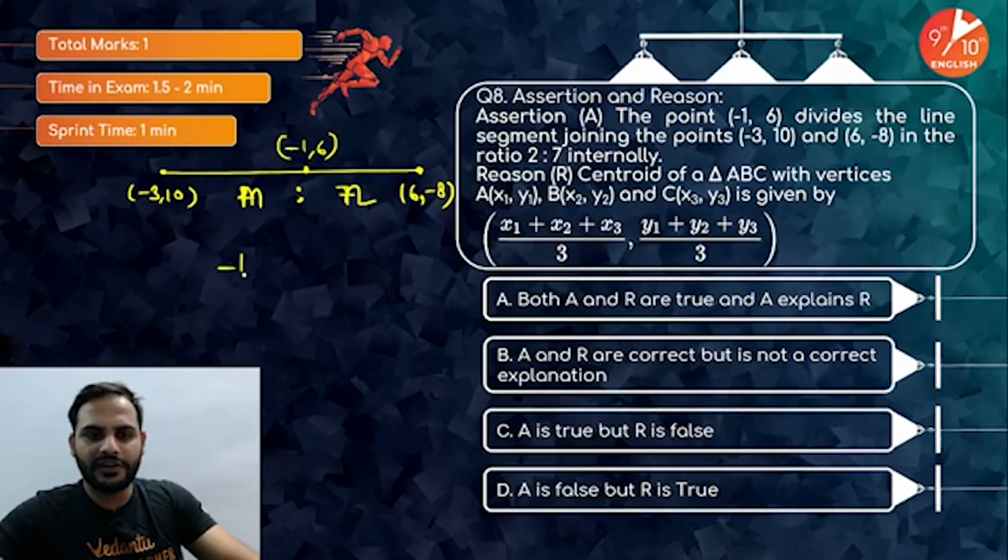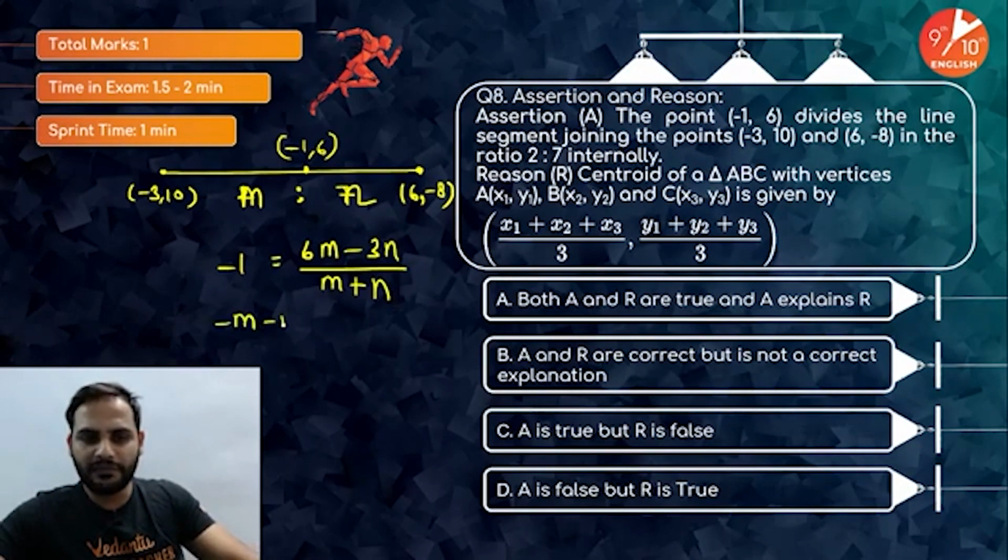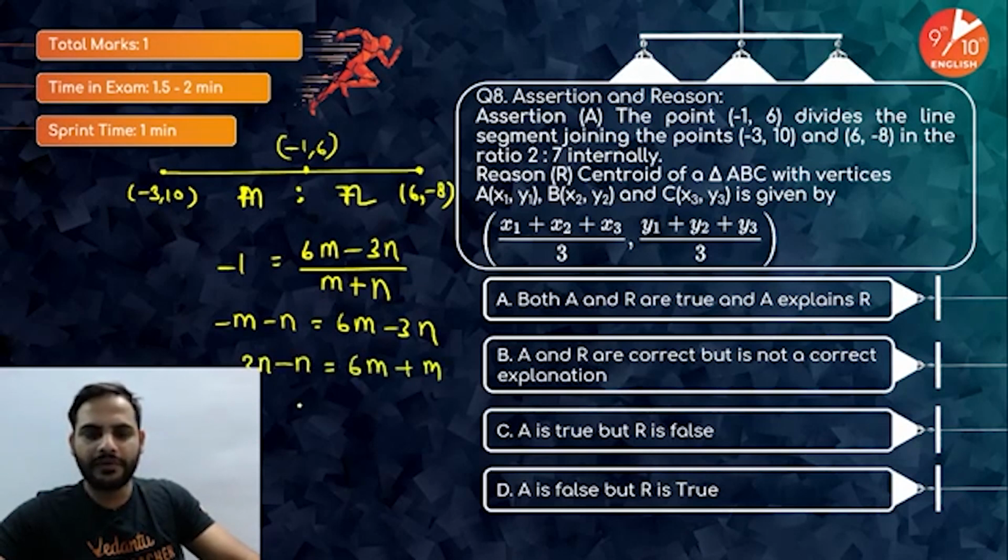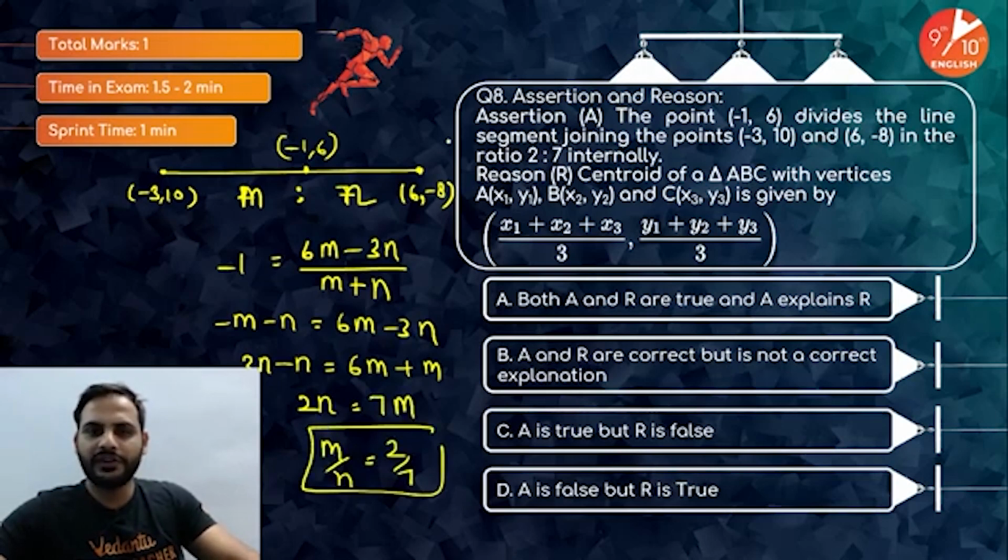I can say x coordinate minus 1 is equal to m into 6 is 6m plus n into minus 3 is minus 3n, divided by m plus n. Shift m plus n over there, minus m minus n is equal to 6m minus 3n. Shift minus n over here, minus 3n over there. 3n minus n is equal to 6m plus m. So 2n is equal to 7m, and we get m by n is equal to 2:7. The ratio is coming as 2:7.